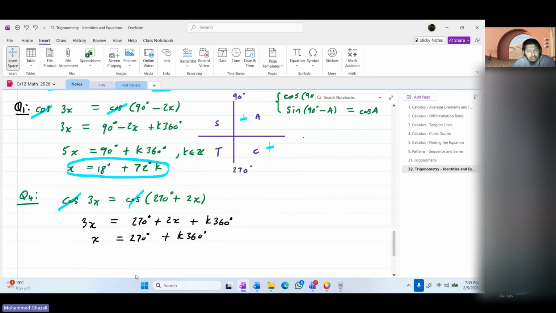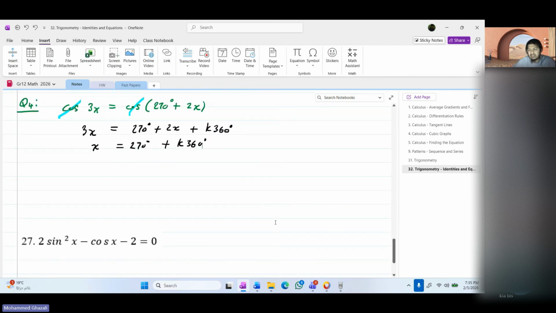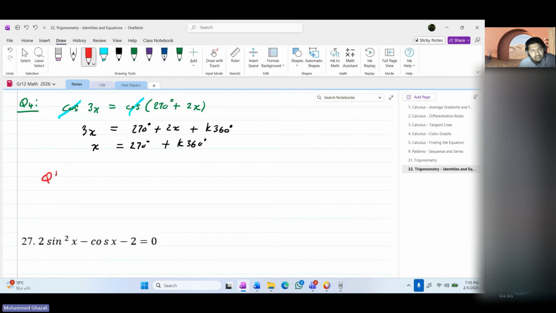Now I'm going to pose one question to you. What if there was a negative there? An additional question: what if cos 3x was equal to negative sine 2x? Now what are you going to do? You're going to draw the CAST diagram. Now ask yourself the question, where is cos negative? Cos is negative in the second quadrant and in the third quadrant, and I have to use 90 and 270. So how will you go and do this?